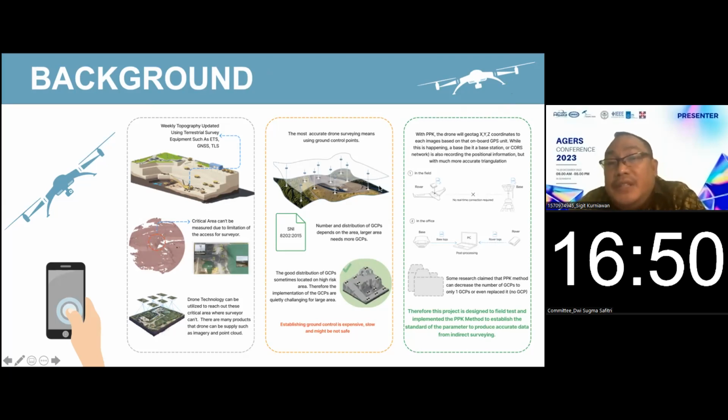But with PPK, the drone will geotag XYZ coordinates to each image based on the onboard GPS unit. Some research claims that the PPK method can decrease the number of GCPs to only one, or even replace them, meaning no GCP anymore. Therefore, this project is designed to field test and implement the PPK method to establish the standard parameters to produce accurate data from indirect surveying.